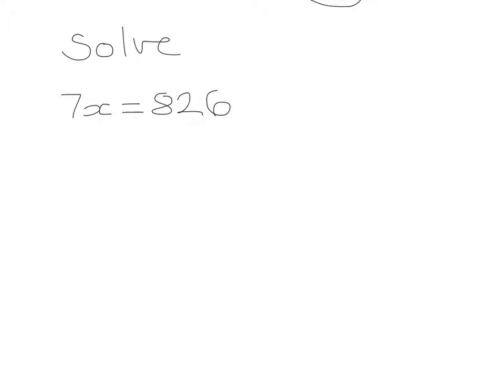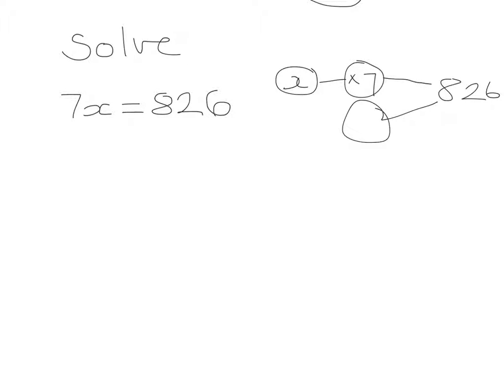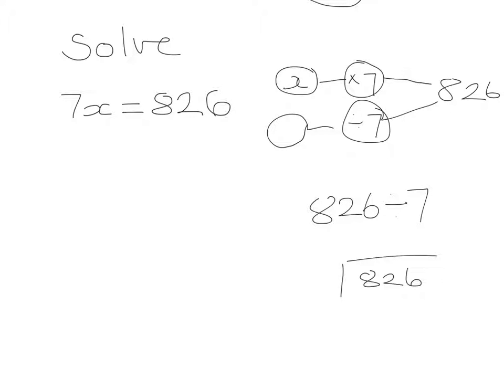Okay. Let's say you were asked to solve this. 7x is 826. So if we did the bubbles, we'd have x. I'm multiplying by 7, that's what 7x means, and I get 826. So if I did the inverse, I'd have to divide by 7. And that would give me the value of x, which is what I'm looking for with solve. So I'm going to have to do 826 divided by 7. So 826 is my dividend, 7 is my divisor. Let's try it out.